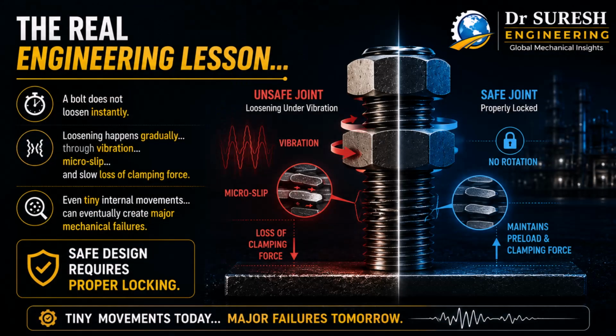So the real engineering lesson is this: a bolted joint does not usually fail suddenly. The loosening process happens gradually through vibration, microslip, and slow reduction of clamping force. At first, the movement may be microscopic, but over time, these tiny internal motions can develop into serious mechanical problems. That is why engineers focus not only on tightening, but also on preventing loosening. Because safe engineering design depends on maintaining joint integrity under real operating conditions.